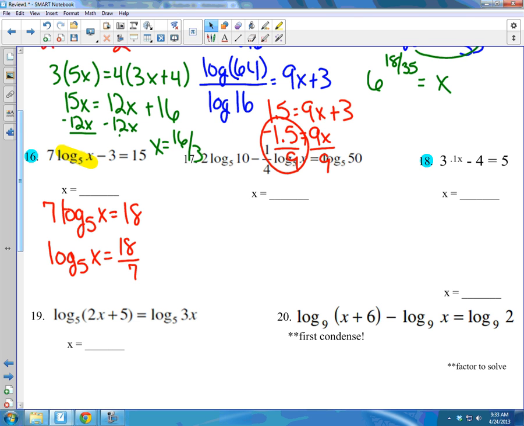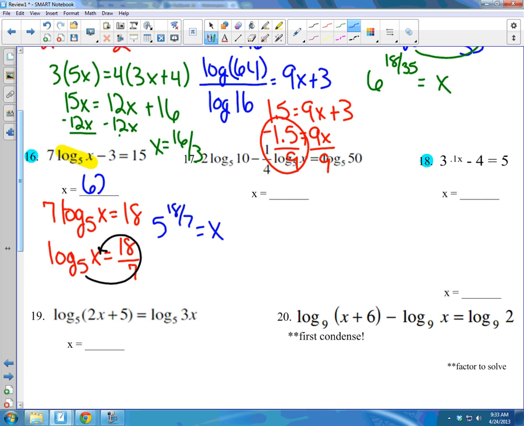And now I'm ready to loop it. So it loops into an exponent, so it'll be 5 to the 18 over 7 power, and that will equal x. So once you type 5 to the 18 over 7 power, you'll get, rounded to 3 decimal places, 62.712.